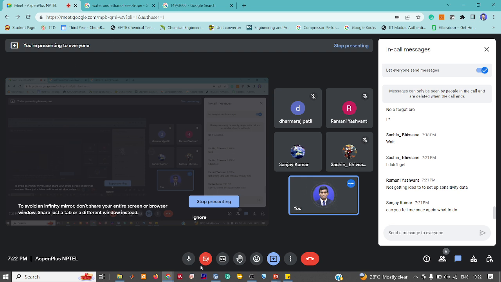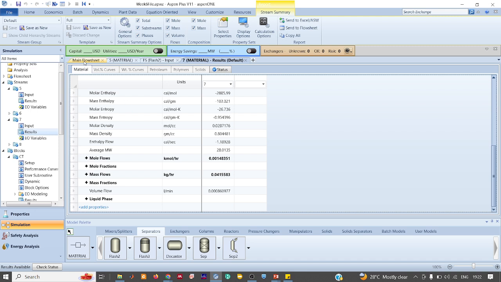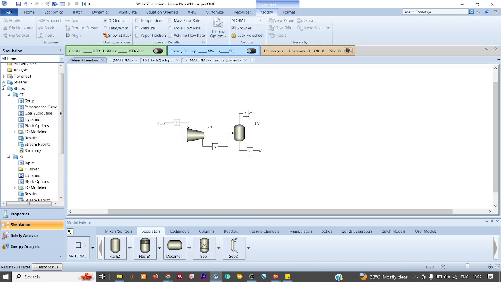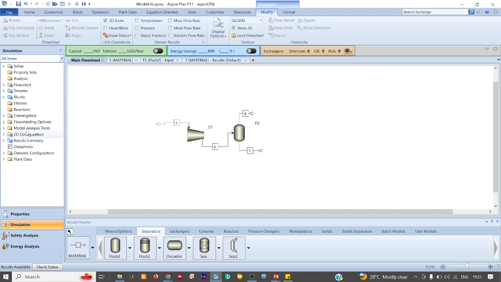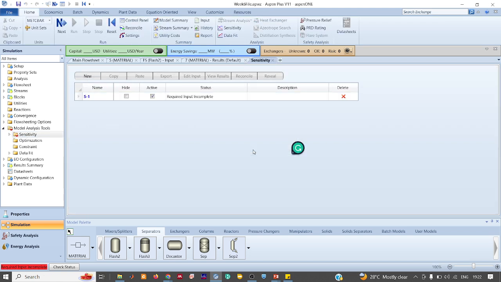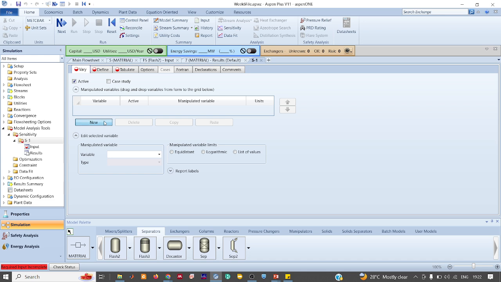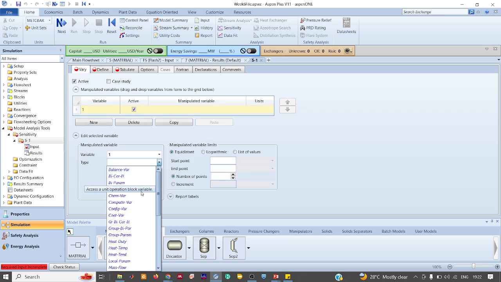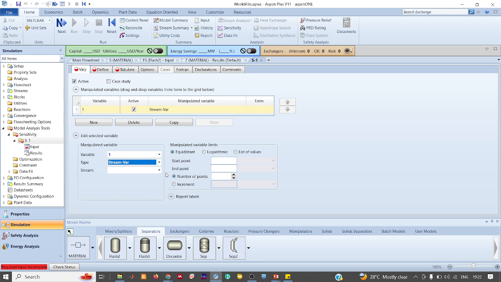Okay, I'll just explain. See, here I'm asking you to vary this temperature of stream 5 and find out this flow rate, right? So what you're supposed to do is go to model analysis tool, sensitivity, click on this, new. Which one you want to vary? It's the temperature of, it's a stream variable, right? It's stream 5 and its temperature. Change it to Kelvin.